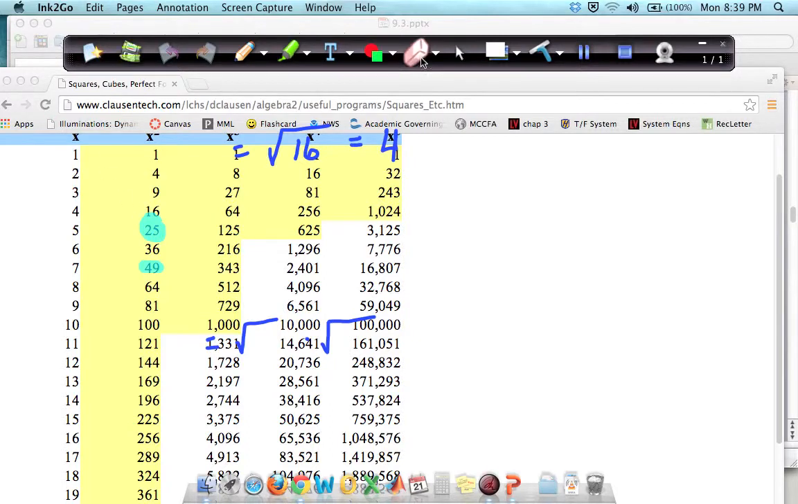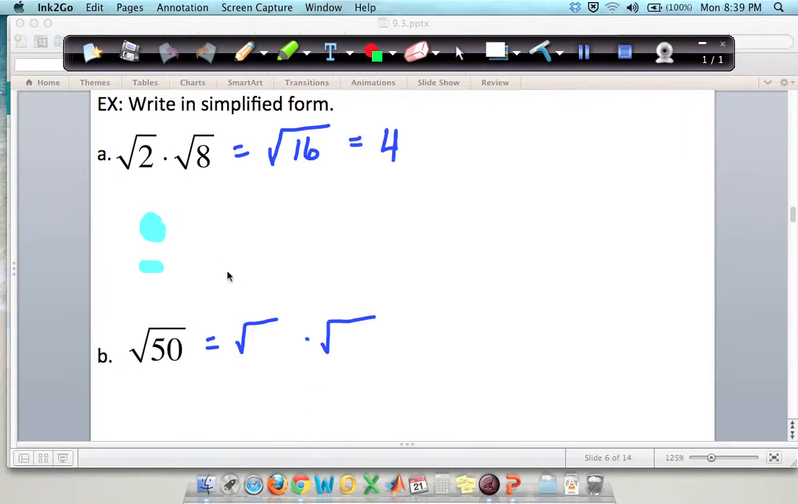So I'm going to break up 50 into 25 and 2. So square root of 25 times square root of 2. 25 is a perfect square. 25 times 2 is 50. I'm trying to get an exact answer, which means I don't want to put this into my calculator and get a decimal answer. I want the exact answer, so I need a radical sign here.